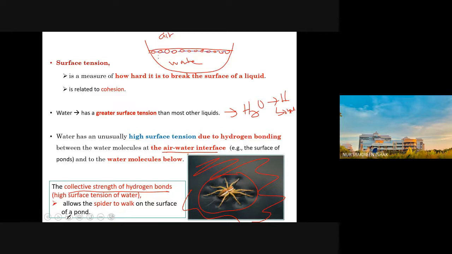The hydrogen bonds are formed between water molecules at the surface, and also between water molecules at the surface and water molecules down below. So this will create surface tension. This allows a spider to walk on the surface of the water. Tapi kalau awak jalan atas air, tak boleh lah. Your body weight is heavier compared to the spider. So all that is the property of water.